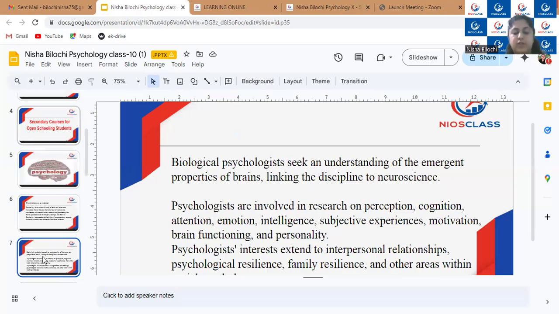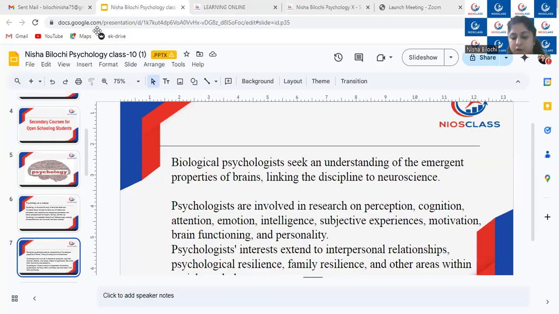Now, if we talk about this one, biological psychologists seek an understanding of the emergent properties of the brain, linking the discipline of neuroscience. Definitely, physiology and psychology are both interrelated. And if we talk about biological psychologists, they study the properties of the brain, and they link it with the discipline of neuroscience as well. Fine. Okay, let's move on to the next point.